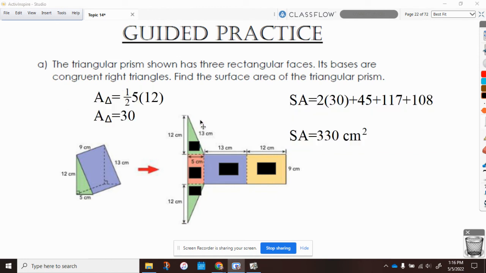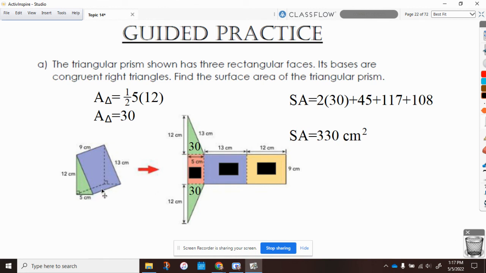All right, here's our answer on the first one. We've got a surface area total of 330, and the way that we got that was by finding the area of both of these triangles. Both of these triangles, we do BH over 2, so that's 5 times 12 divided by 2. Both of those triangles are each 30.